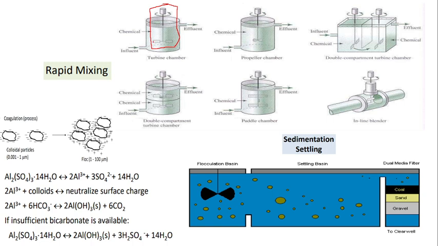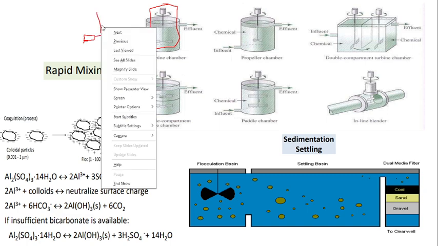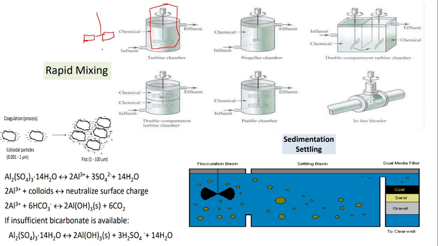Look at this design. It will be like this. This kind of impeller is called a turbine channel. And here, this kind of instrument, okay, is called a propeller chamber. This type of impeller is called a propeller. And then this is a double compartment turbine chamber. It is the same turbine. So we know that this is a turbine.